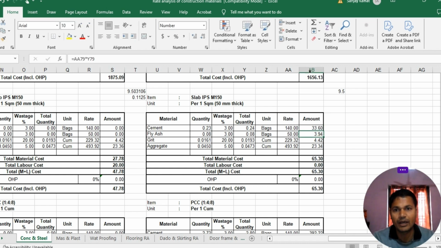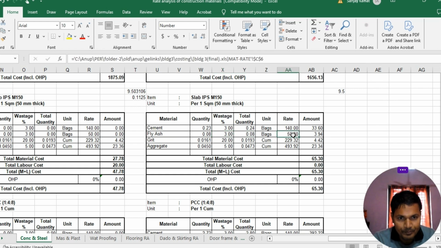Okay, so now coming to the fly ash material. How much fly ash quantity do we have to take? You have to take 0.08, and for the wastage we have to take 3%. The total quantity is 0.08, the unit will always be bags only, and the rate we are going to take is 50.